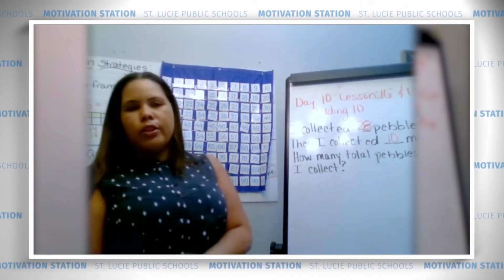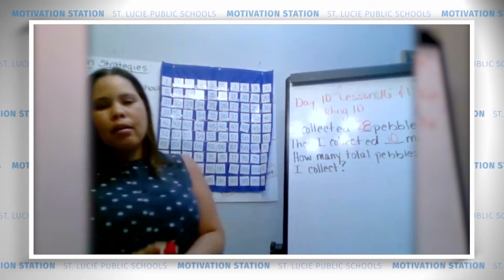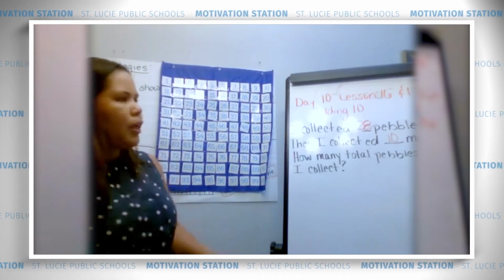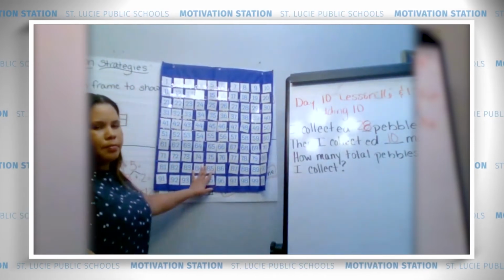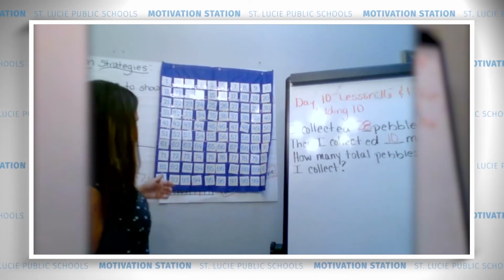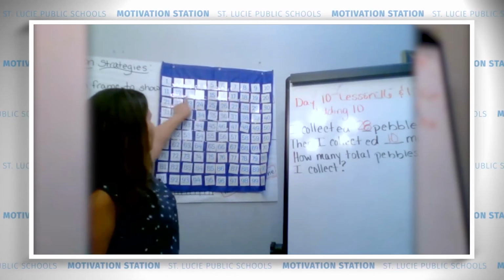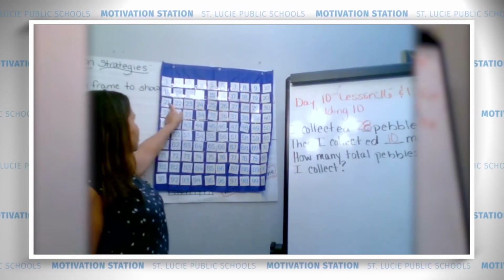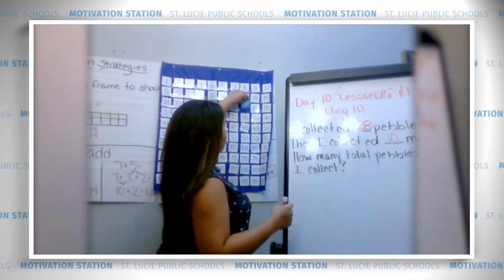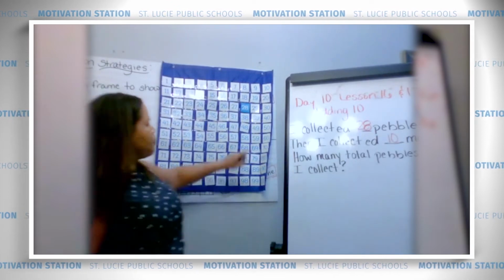Think about it. How would you solve this problem? 28 and 10 more. Are you thinking, let's start with our pocket chart? And what number are we going to start on? Excellent. Let's start at 28. So we'll work our way until we find 28, which is our starting point. Okay. And then we collected 10 more.